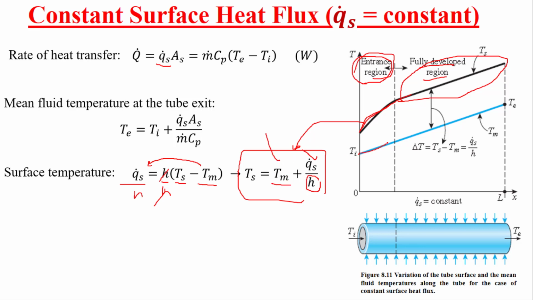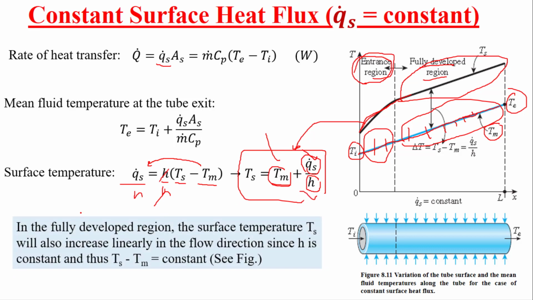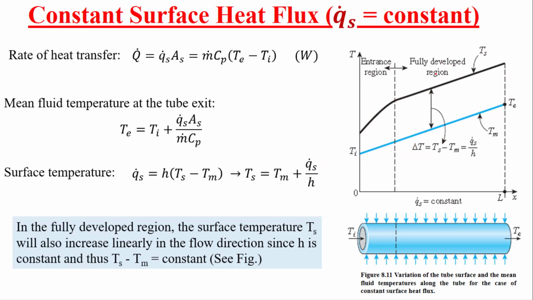Why? Because this profile represents the T mean at any location. Here is T mean at the inlet, T mean at the exit, and here T mean at any location. So whether we are talking about the entrance or fully developed region, it is the same. So this term remains constant, as well as Q dot s. The only variable is h. So in the fully developed region, this region, this one.